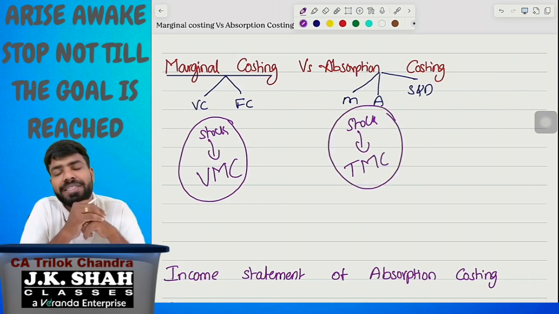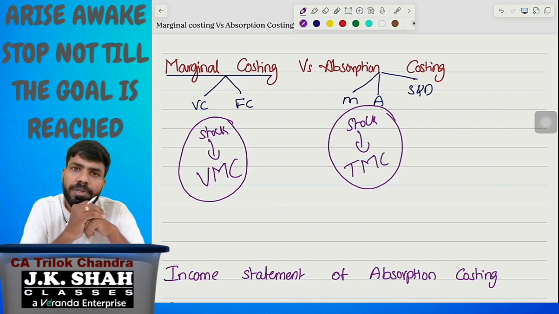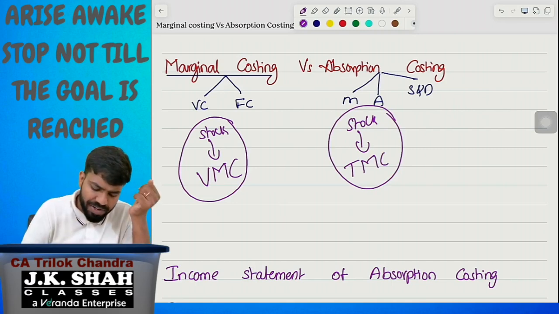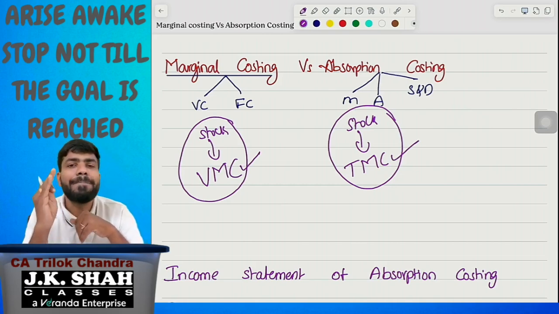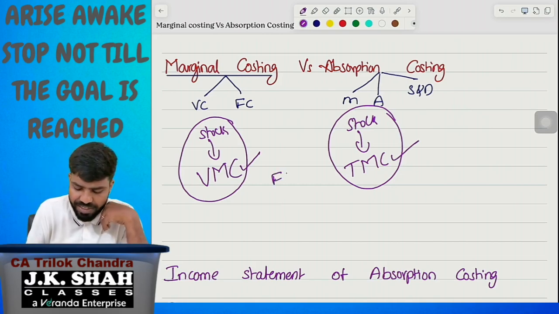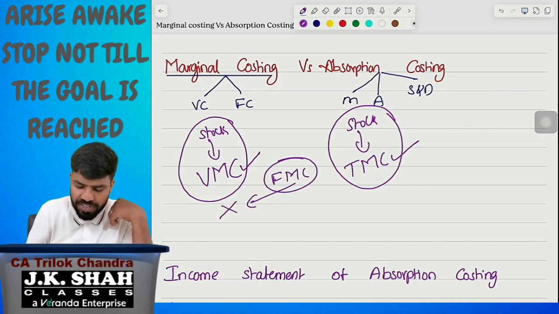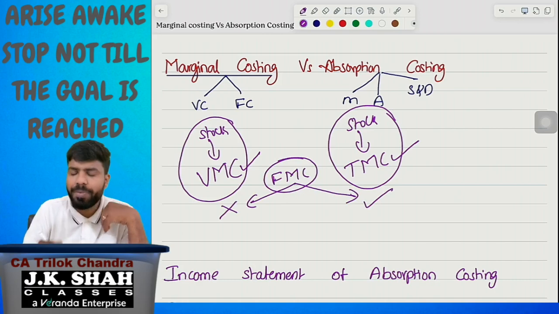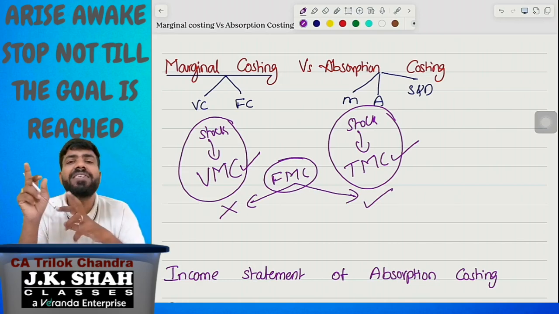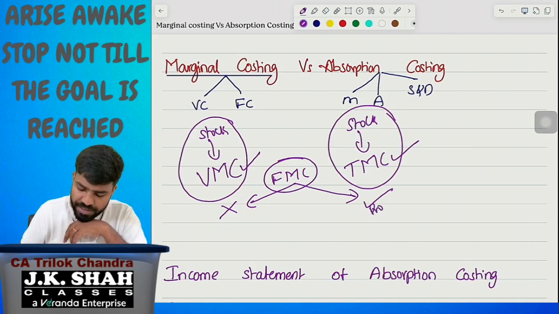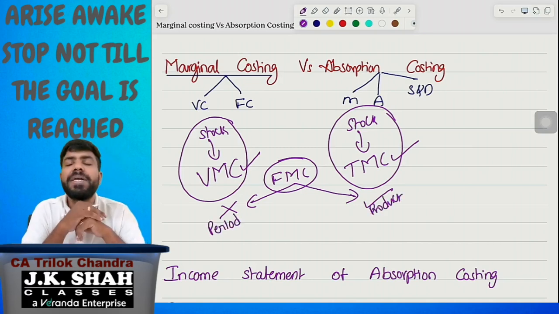So this creates the difference between marginal costing and absorption costing. Under marginal costing, we will be valuing using variable manufacturing cost. Here it is total manufacturing cost. The gap is fixed manufacturing cost. The difference is fixed manufacturing cost. Fixed manufacturing cost will not be considered for stock valuation under marginal costing. Fixed manufacturing cost will be considered for stock valuation under the absorption costing system. If it is considered for stock valuation, we'll call it product cost. If it is not considered for stock valuation, we'll call it period cost.